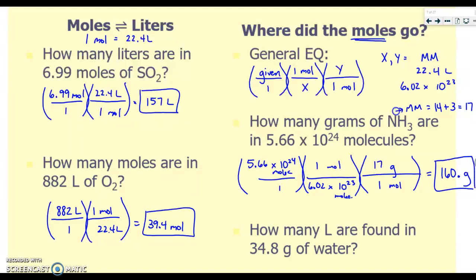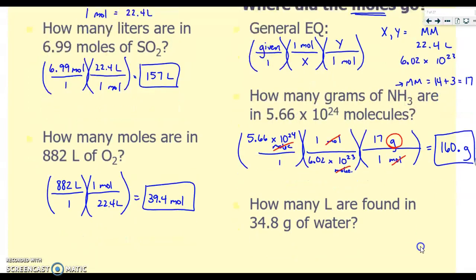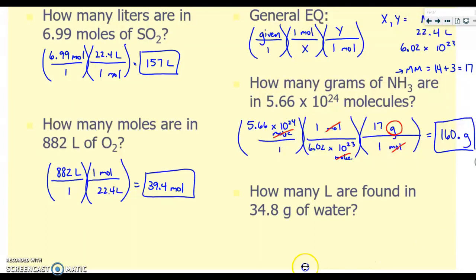Okay. We can cross out units that are top and bottom. So molecules and molecules, moles and moles. And you'll notice you're just left with grams, which is what we want. Okay. You can use the map to assist you with these for now, if need be, but the general equation always holds true. At this time, please pause the video and try the provided practice problem.